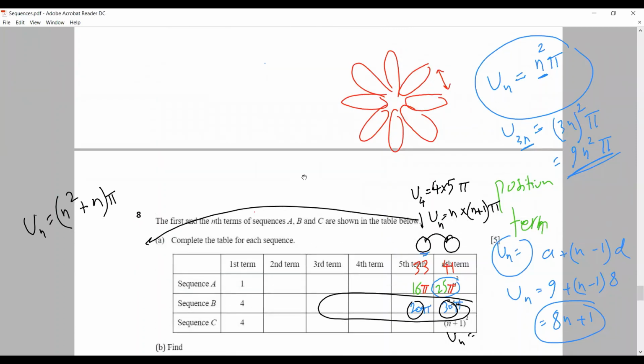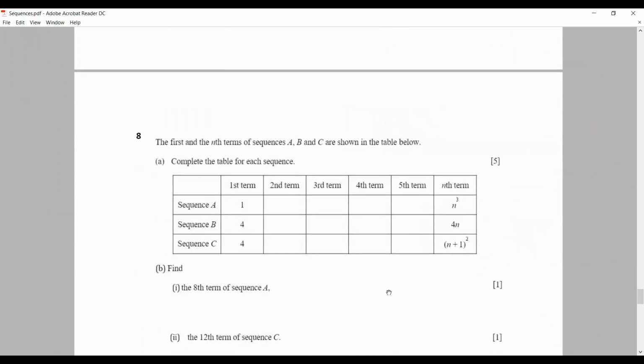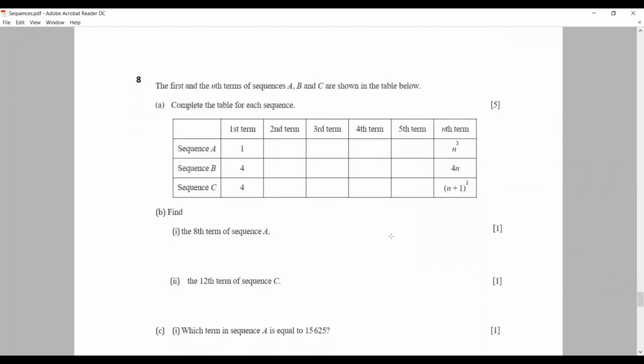Yeah, so let me clear out everything. Question number 8. All right, this is a little bit different from the previous question.